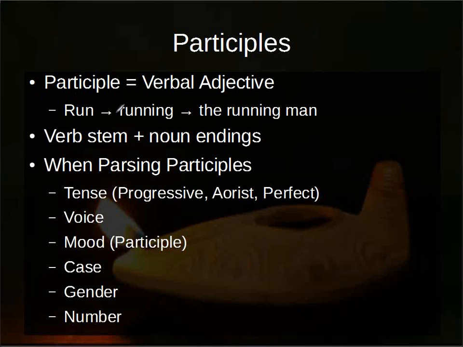A participle is a verbal adjective. It is a verbal adjective. So it's basically the child of a verb and an adjective. They found each other at a coffee shop, they talked, and then they really enjoyed their time together, and they realized, oh, we should get married, and then boom, you have the verbal adjective, which is the participle, okay?